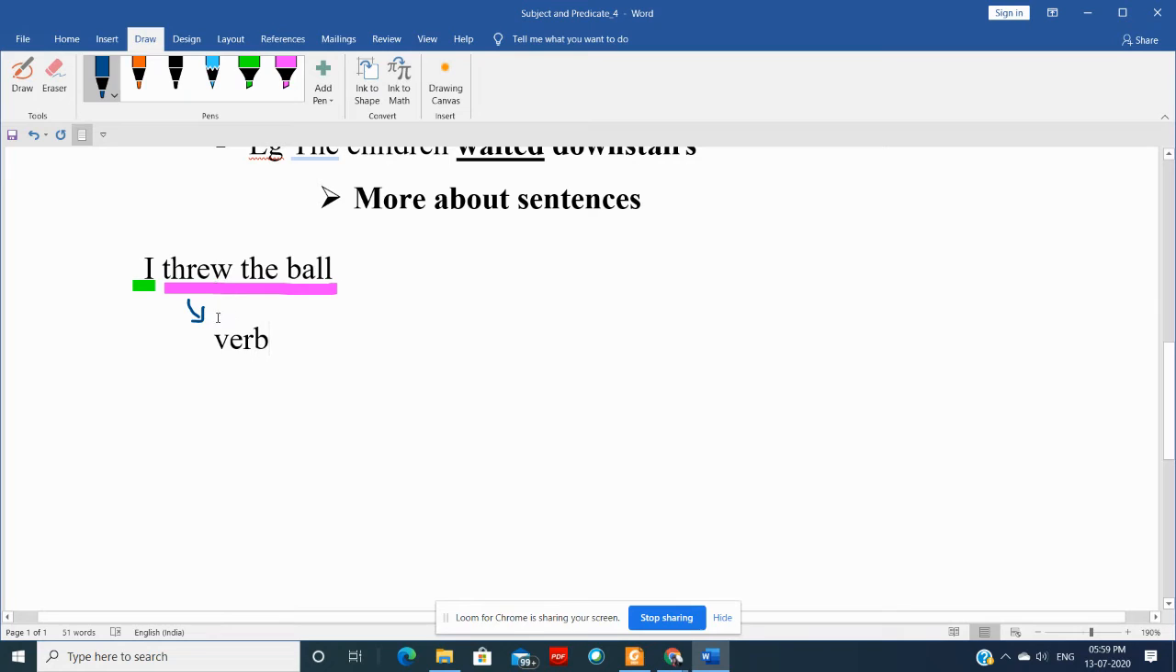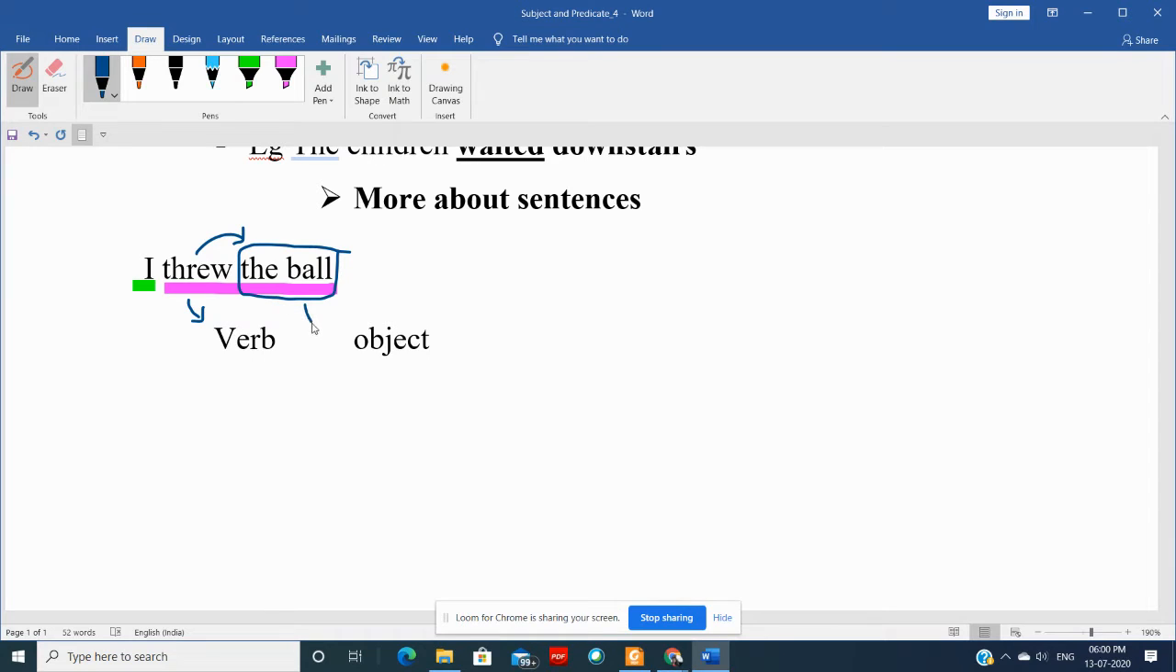Now, if you ask question to the verb itself, threw what? Then you will get the answer, the ball. Right? So when you ask question to the verb and whatever you directly get as answer, that is your object. So this the ball word, this is your object, right?